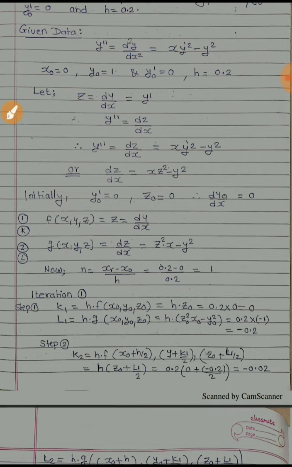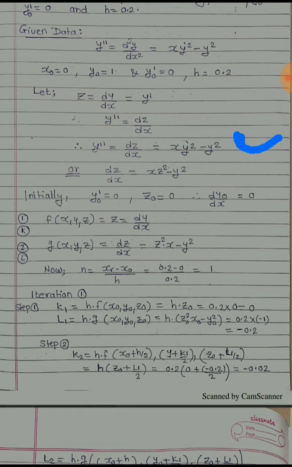So if I represent the equation in standard form, dz by dx, y double dash is equal to dz by dx, I could write that is equal to x into z square minus y square. Why have I written this? This is very important to understand.